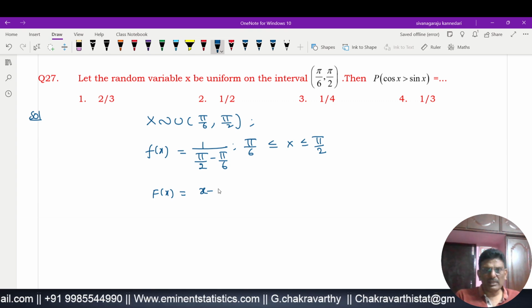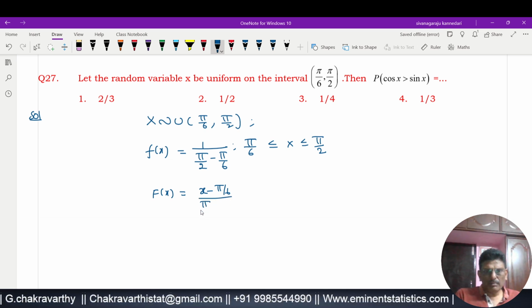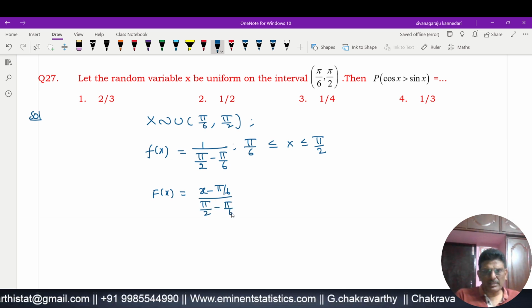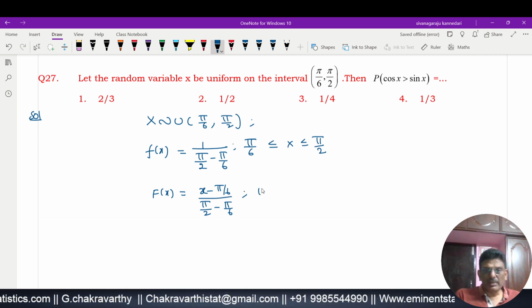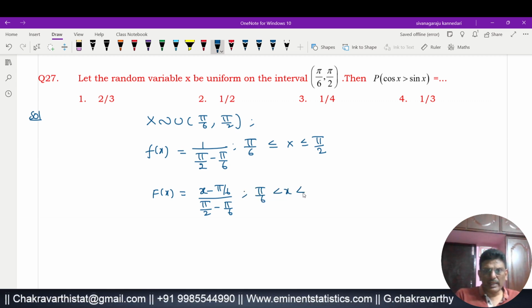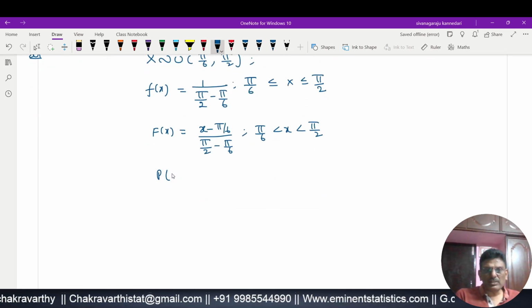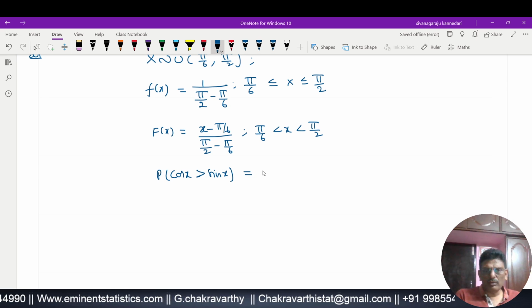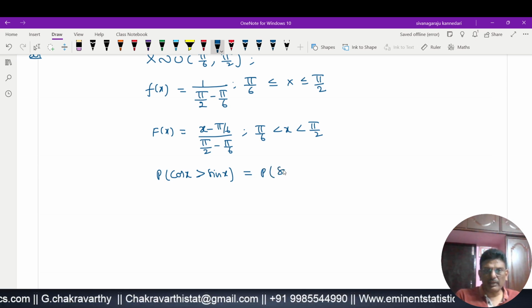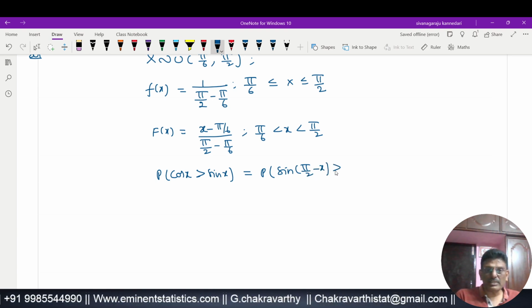That is (x minus a) by (b minus a), where a means pi by 6, so (x minus pi by 6) by (pi by 2 minus pi by 6). Now here the limits are pi by 6 to pi by 2. Now the requirement is the probability of cos x greater than sin x. The cos should be converted into sin: sin of (pi by 2 minus x) is equal to cos x.